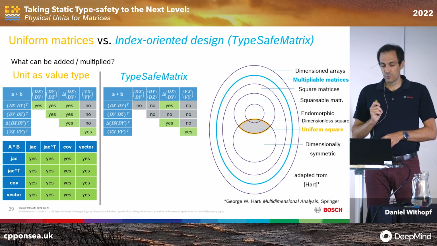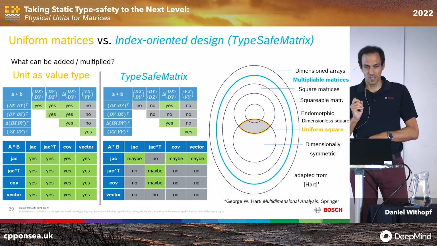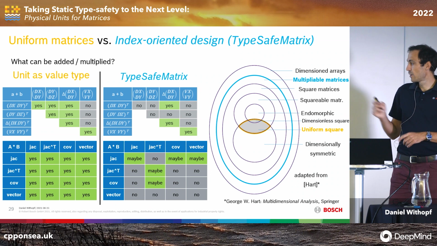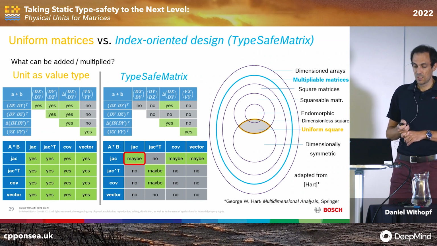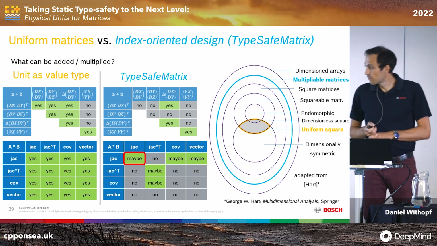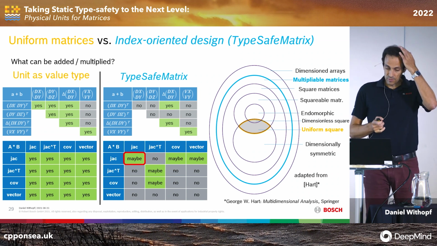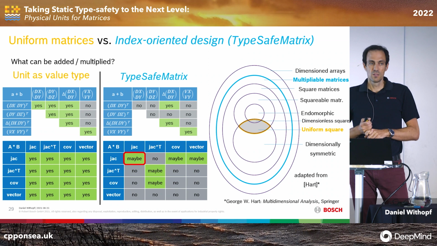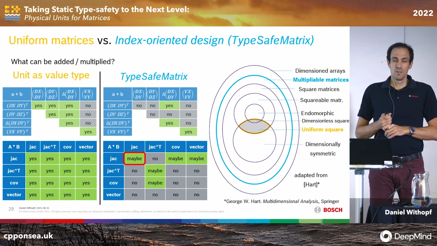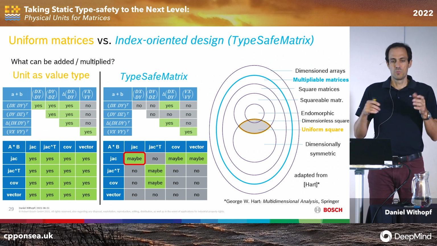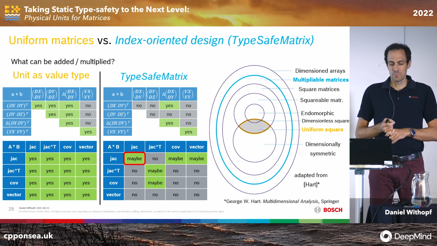And now we'll see what that looks like with type-safe matrix. Again, fairly gray, the area. So most of the operations are not allowed. Here, if we look at that first block, this is the multiplication of two Jacobians. This is possible. I put a maybe here, but only if the indices match up in the Jacobian. So if the row and column indices match up and it's two Jacobians that we're multiplying, then this is possible.